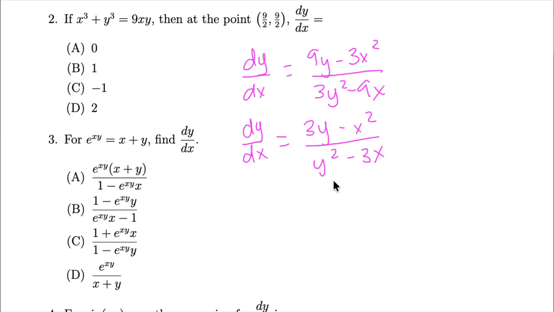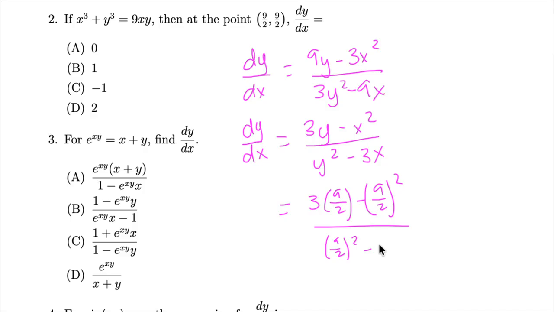So now we are going to use our point. So we have (9/2, 9/2), and we are going to plug that in for both x and y. So let's go ahead and do this. This will become 3 times 9/2 minus (9/2) squared, over (9/2) squared minus 3 times 9/2.